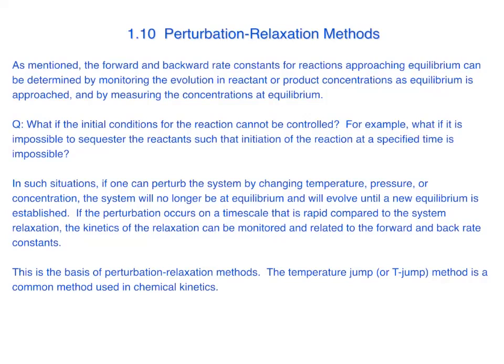If the perturbation occurs on a time scale that is rapid compared to the system relaxation, the kinetics of the relaxation can be monitored and related to the forward and back rate constants. This is the basis for the perturbation relaxation methods. The temperature jump or T-jump method is by far the most common method used in chemical kinetics to study reactions that are approaching an equilibrium.